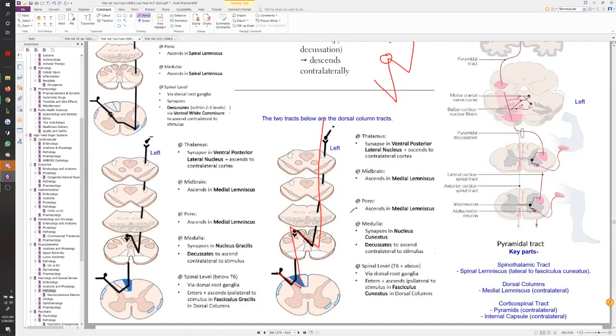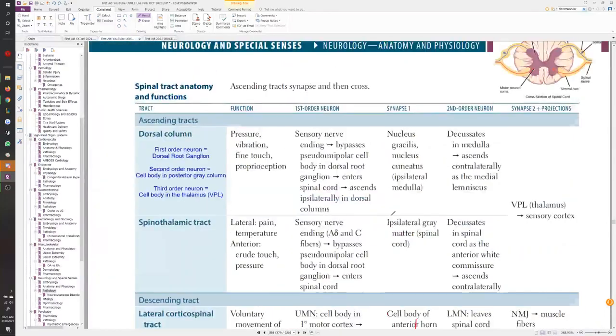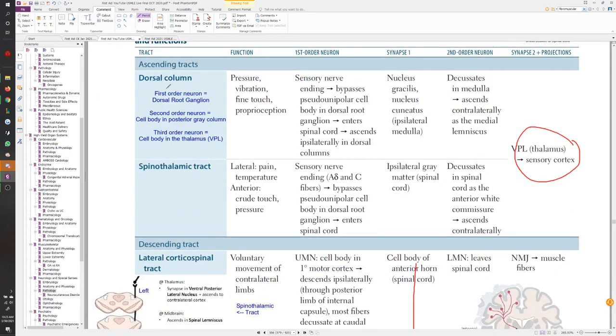Ventral posterior lateral. VPL. Remember that your VPL is your main guy for both of the ascending tracts going to the sensory cortex. We had a VPM as well. The VPM was medial. It was for M for makeup on the face. VPM was more of a facial thing. Right? And facial things are above the spinal column.